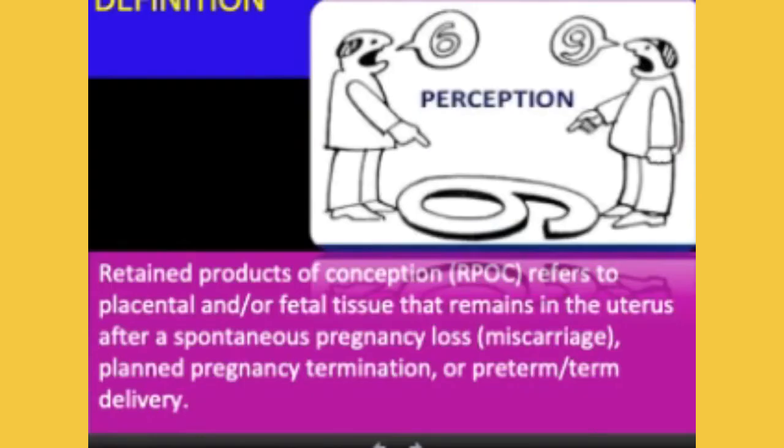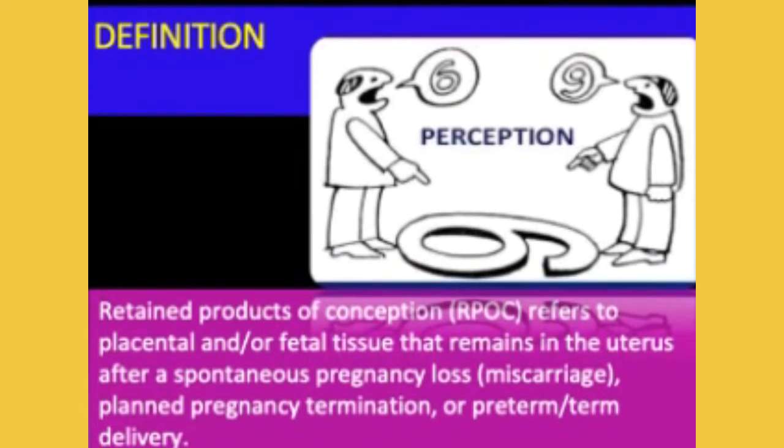So what is this RPOC? By definition, RPOC is the placental and/or fetal tissue that remains in the uterus after a spontaneous pregnancy loss, that is miscarriage, planned pregnancy termination, or preterm or term delivery. So this is the definition.